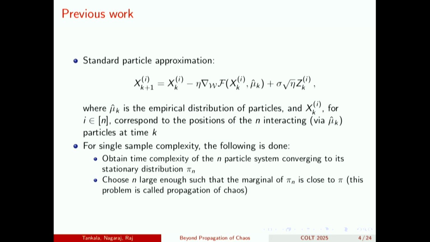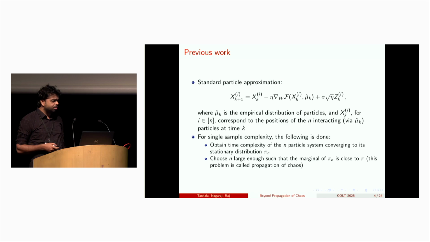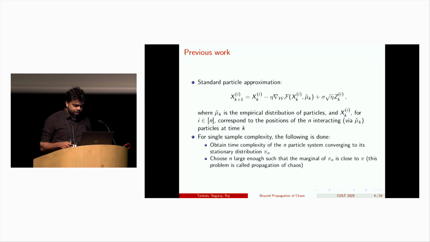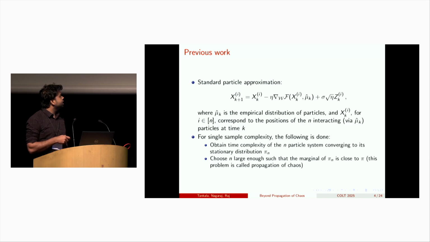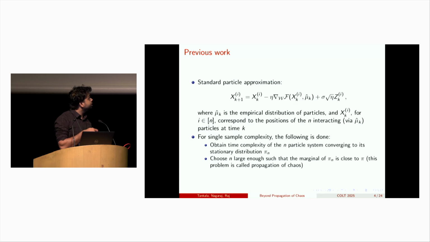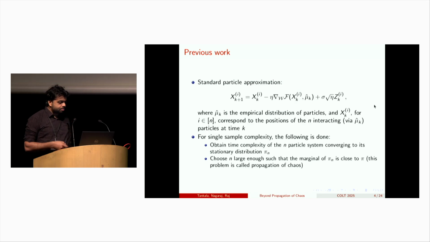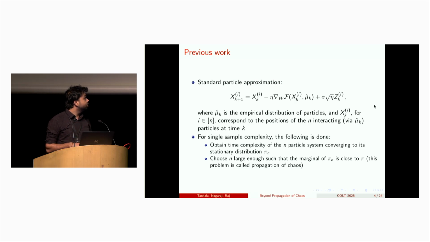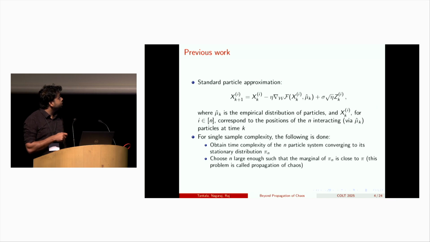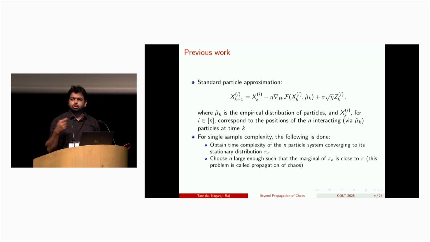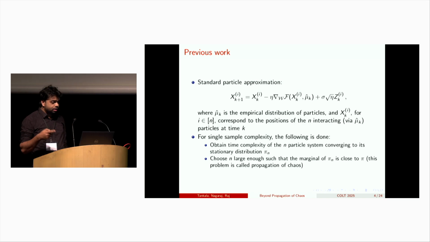So what we do is a standard particle approximation, which has been studied a lot in previous works. That is called propagation of chaos in the literature. What they do is approximate, at any time k, the mu_k by the empirical mu hat k, and they run this dynamics. Again, we try to show that the joint stationary distribution pi_n is close to pi star, the stationary distribution, or the optimal pi that optimizes this functional.